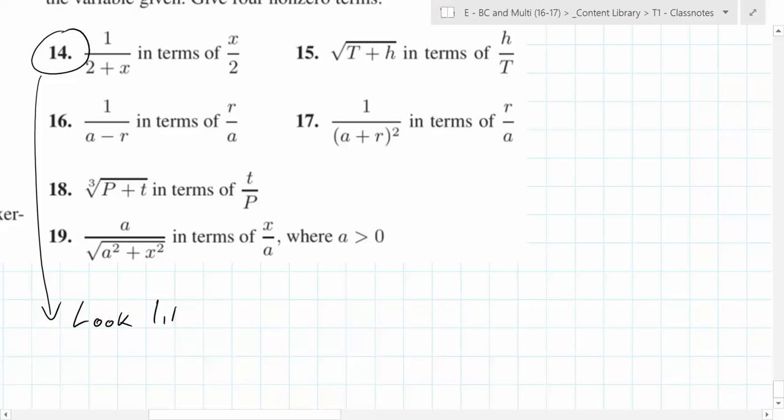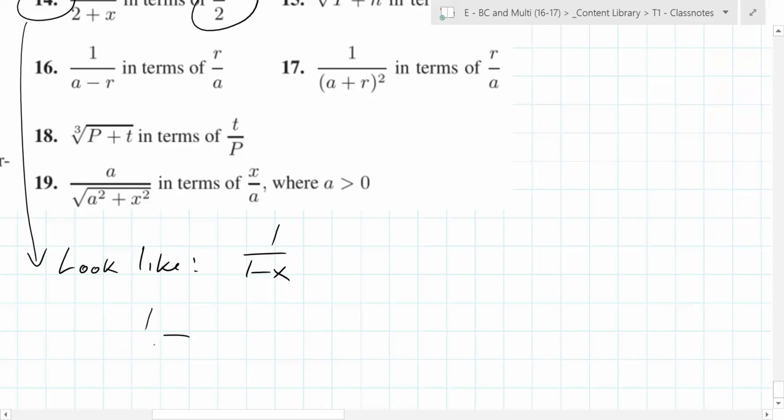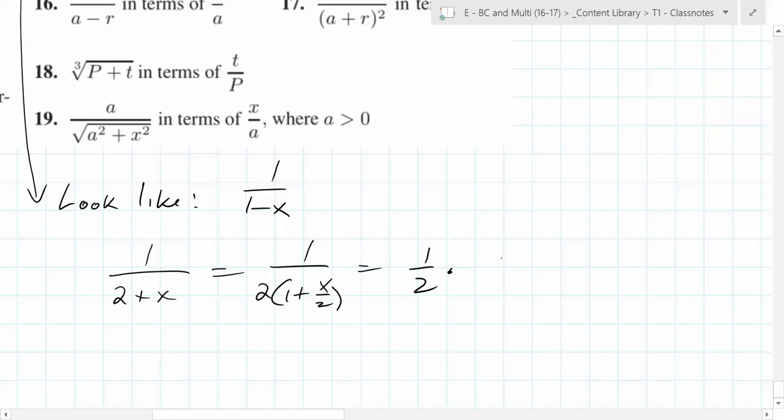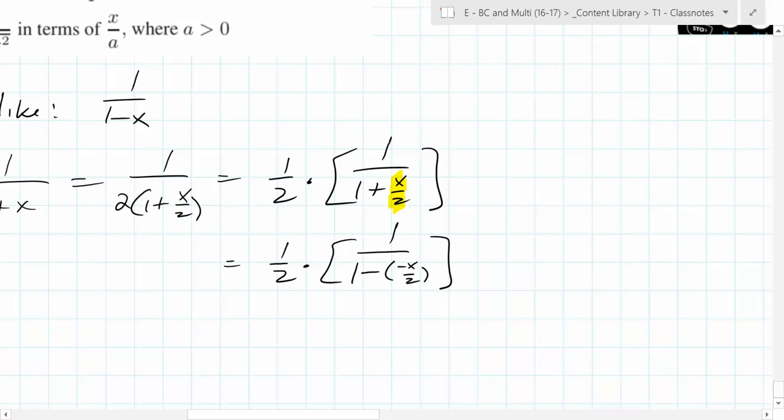1 over 1 minus x. So you're trying to express it as 1 over 1 minus x, right? And it says do it in terms of x over 2. So what do you need to factor out of the denominator? 2. So 1 over 2 plus x is equal to 1 over 2 times 1 plus what? x over 2. Do you agree with that? So that's the same thing as 1/2 times 1 over 1 plus x over 2. So what does this almost look like now? Yeah, this is 1/2 times 1 over 1 minus what? Negative x over 2.